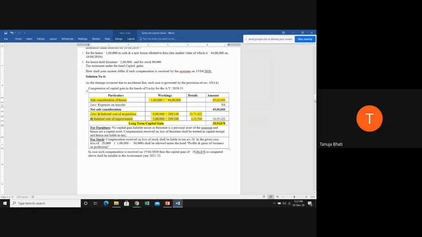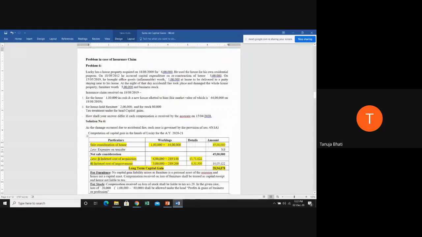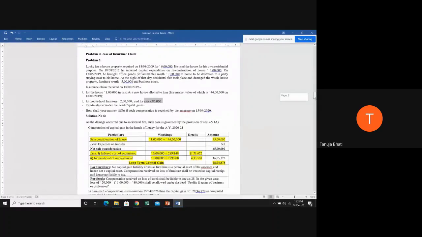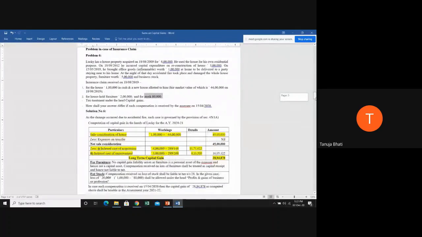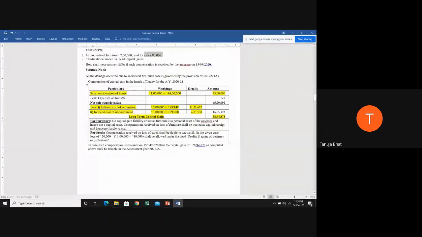Next, stock. Students, what was the cost of stock? 1 lakh. But how much is the insurance company paying as compensation for stock? 80,000. So is it a business loss or business profit? Will you show it as a loss in your head, profits and gains from business or profession, or will you show it as a profit? Loss. So there's a loss of how much? 20,000.